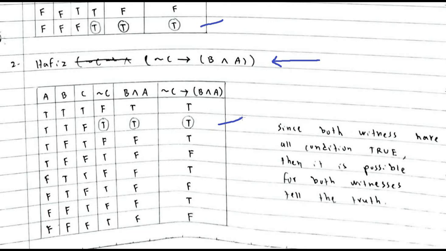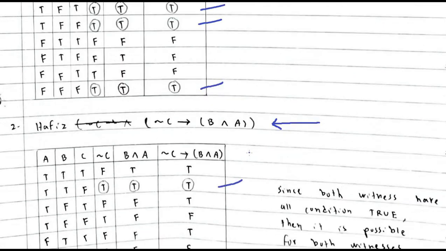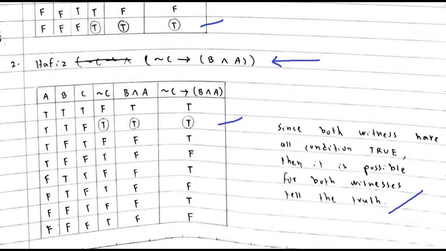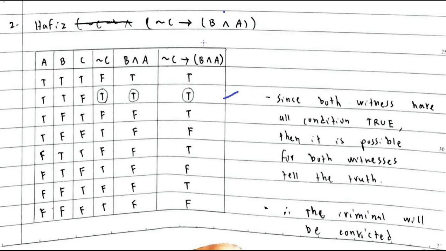Okay, so since both truth tables have all conditions true, then it is possible for both witnesses to tell the truth. Therefore, the criminal will be convicted.